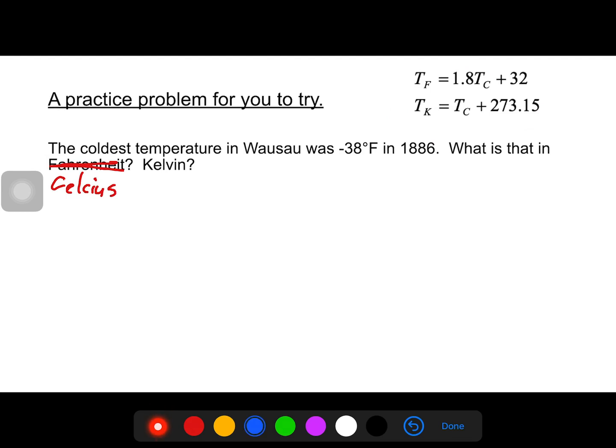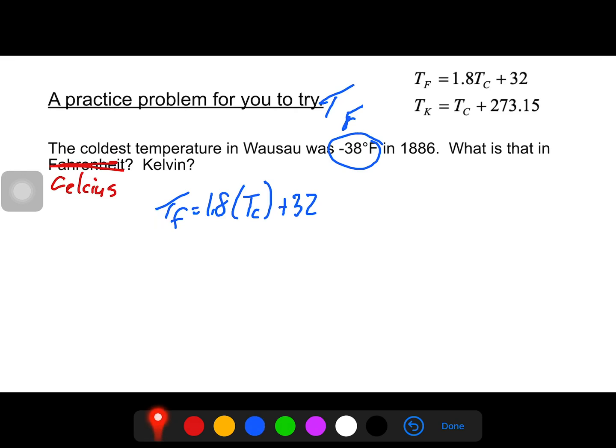All right, now that you've worked through those on your own, let's walk through it together. The first thing we have to recognize is that this is my TF, my temperature in Fahrenheit. So TF is equal to 1.8 times TC plus 32, and we're trying to determine my temperature in Celsius. So my TF is negative 38, which is equal to 1.8 times TC plus 32.